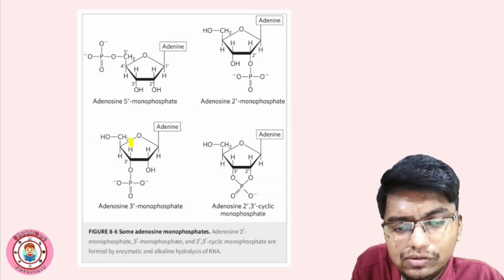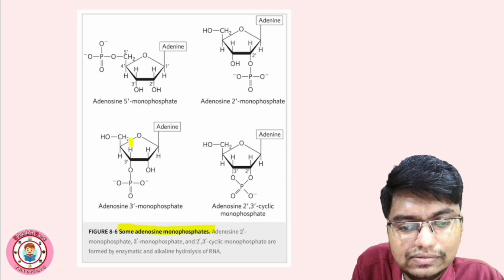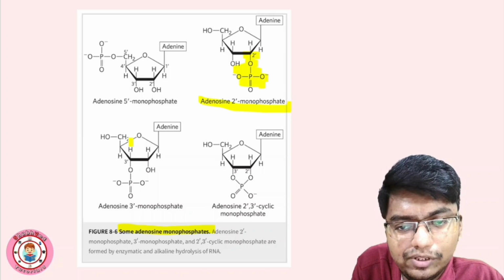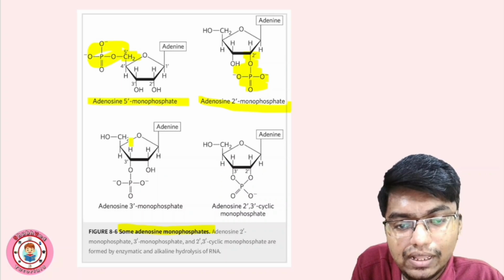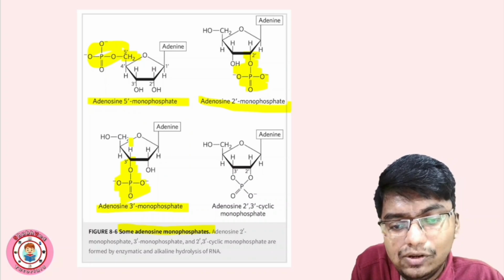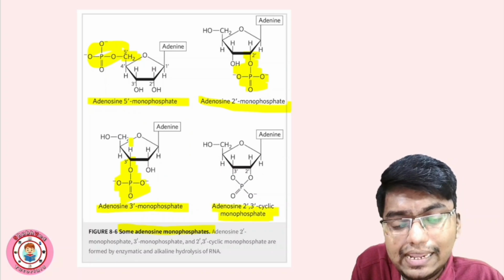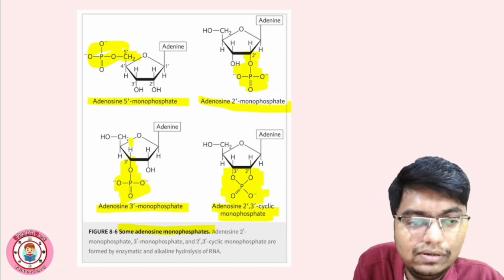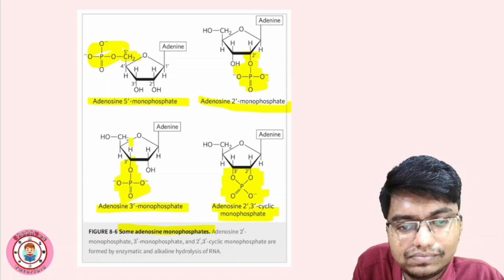These are some adenosine monophosphate forms, right? Adenosine 2' monophosphate. 2' means on the second carbon phosphate group is present. Adenosine 5' monophosphate means phosphate group is present on the fifth carbon. Adenosine 3' monophosphate means on the third carbon. And adenosine 2',3' cyclic monophosphate means both of these are involved. Second and third carbon. Right.